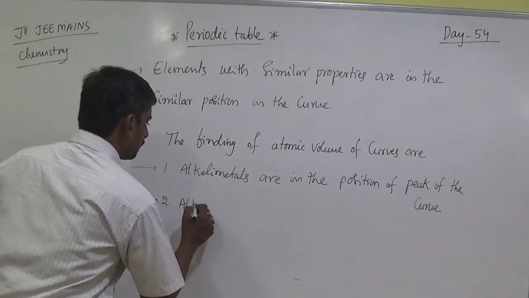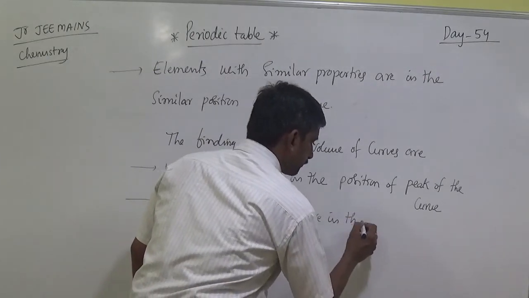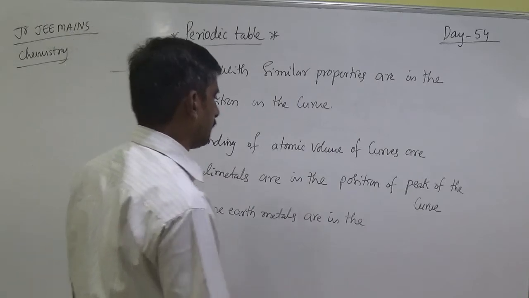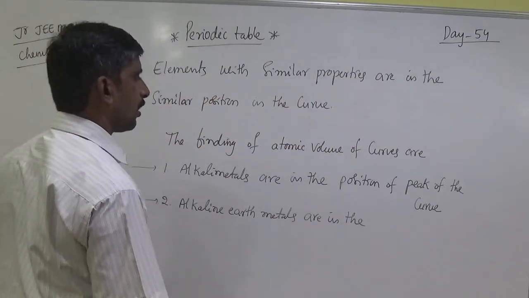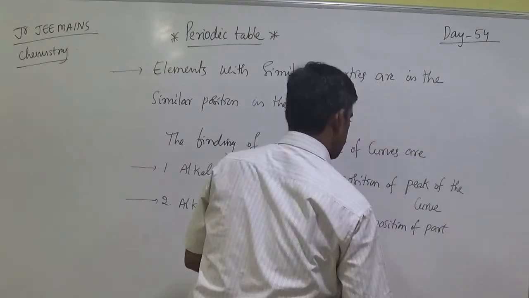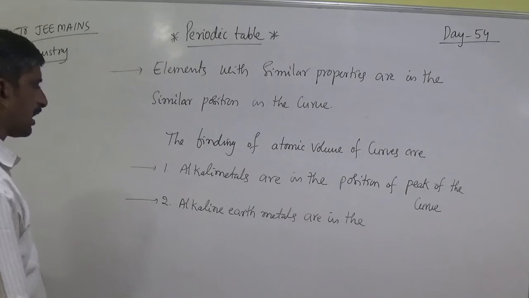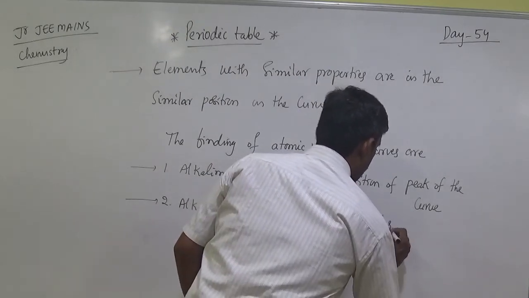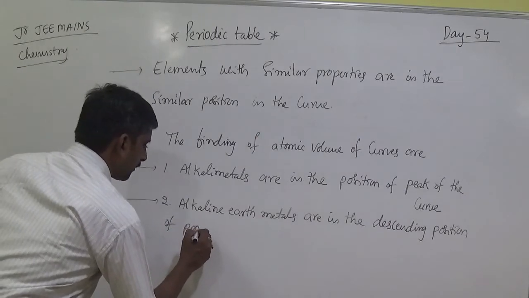And the second one is alkaline earth metals. Alkaline earth metals are in the position of the descending part of the curve.